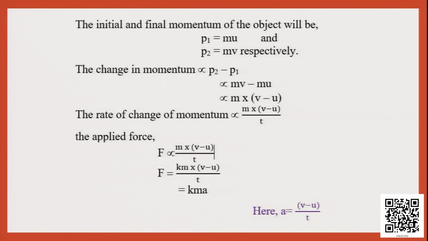Here a is your acceleration, and acceleration will be final velocity minus initial velocity divided by t. So, here we can formulate that force is equal to k into ma, and if you take the value of k as unity, then your force applied will be equal to mass into acceleration. So, what does this mathematical formulation suggest to us? That the force applied on an object to change its velocity can be calculated as the product of mass into acceleration. I hope it is clear to all of you.